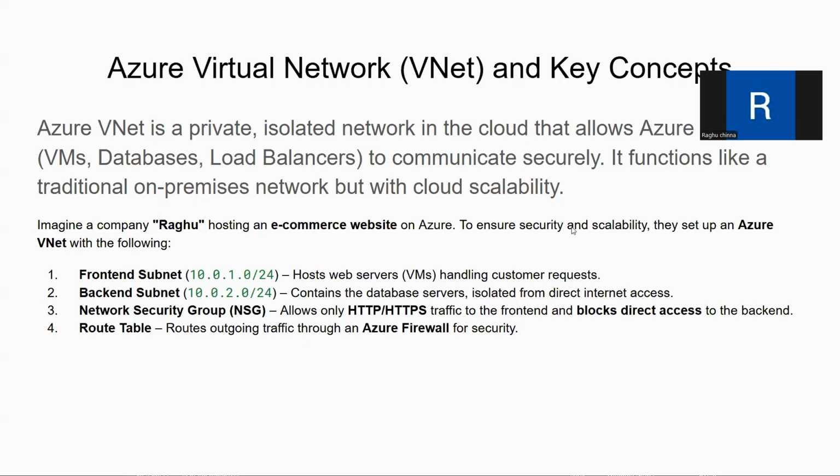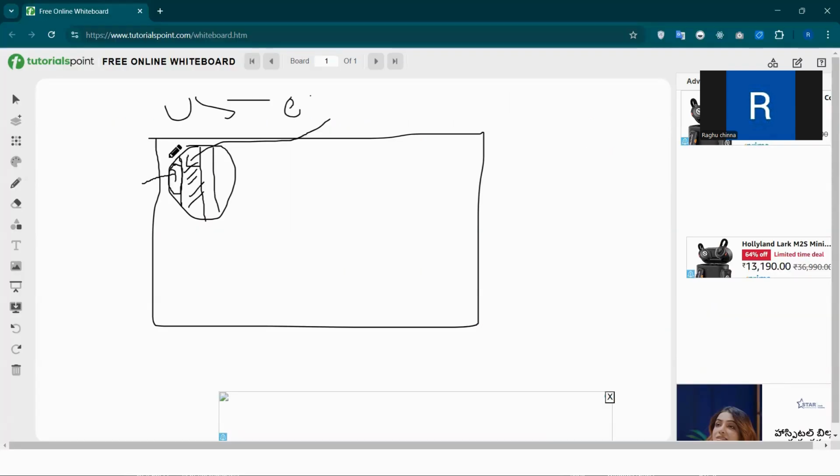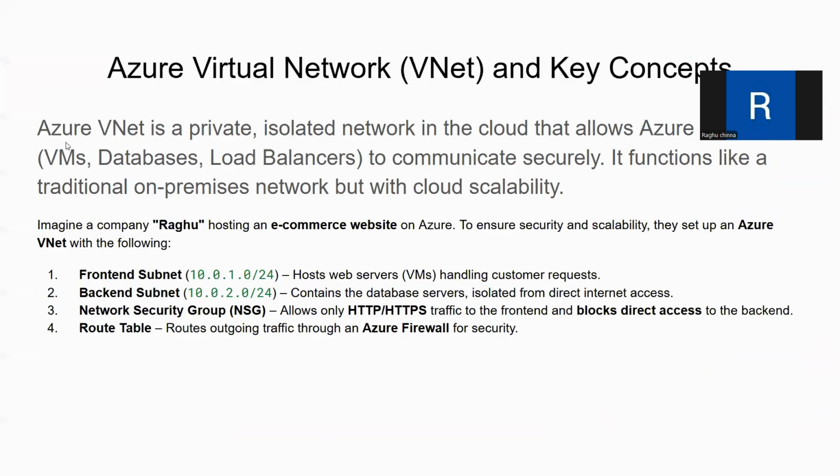In this video, we are going to discuss Azure Virtual Network and its key concepts. I'll explain in brief so that you can understand very clearly. Azure VNet is a private isolated network in the cloud that allows Azure VMs, databases, and load balancers to communicate securely. It functions like a traditional on-premises network, but with cloud scalability.